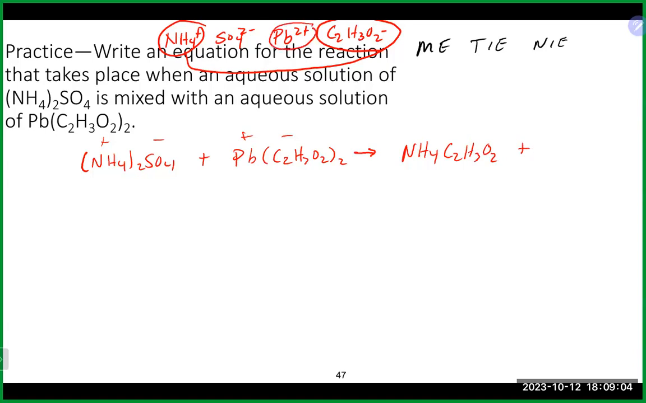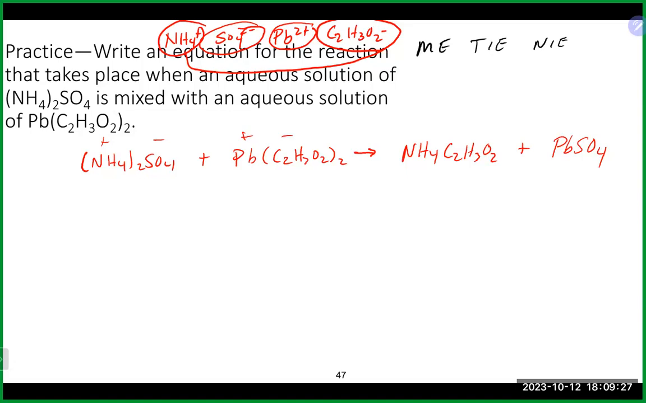We're putting together a plus two and a minus two when they come together, which should give us a proper formula of PbSO4. Again, not concerned about the balancing part until I get the right formulas down. I can't emphasize that enough, that people try to do it together and screw up everything. Any questions on that?